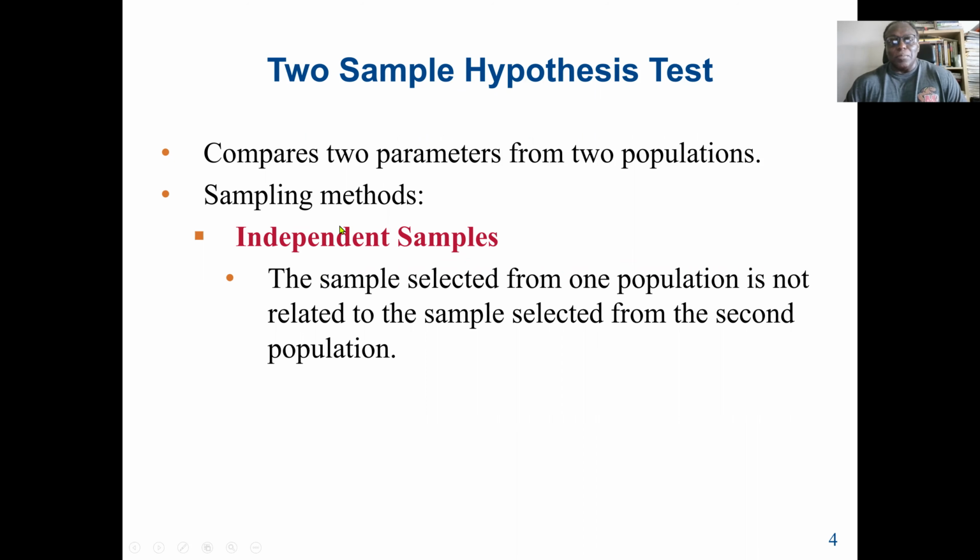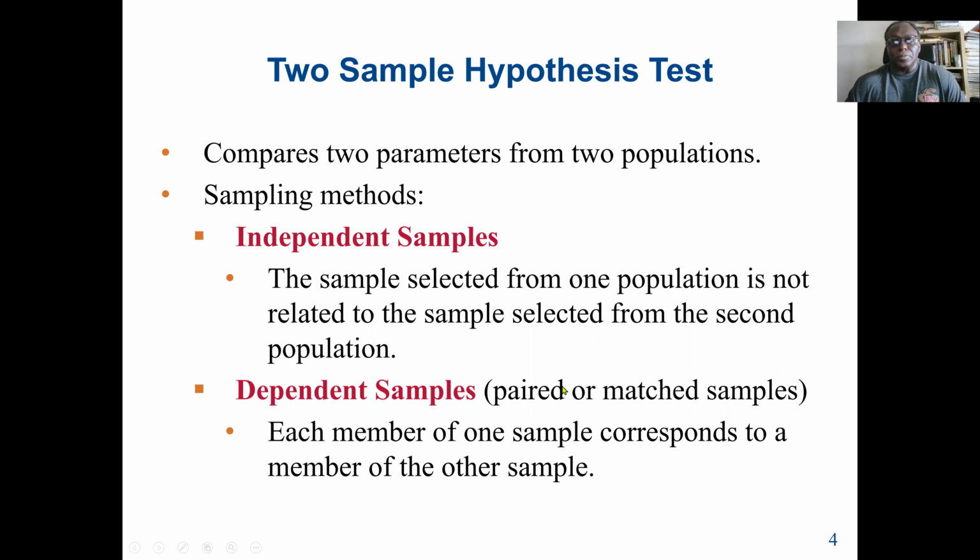So we are going to use the sampling method of independent samples. Independent samples means the sample selected from one population is not related to the sample selected from the second population. If I have two or more samples, they are not related to each other. This means they are independent samples.